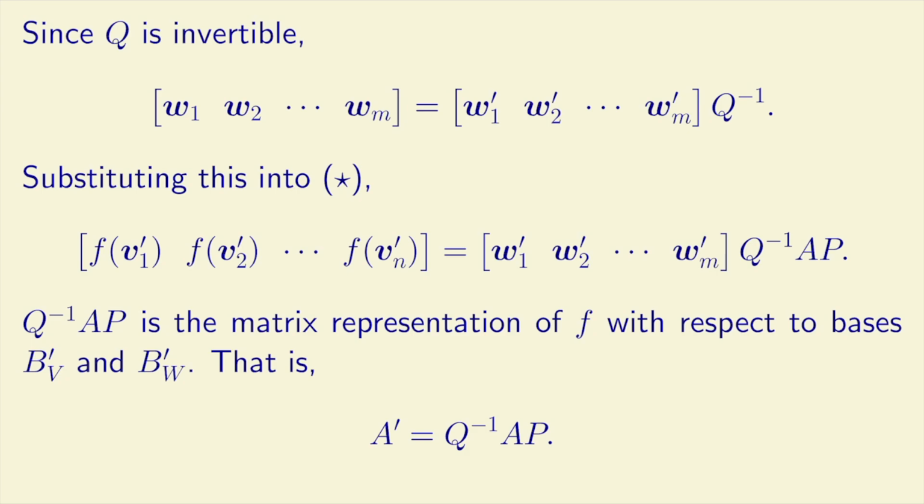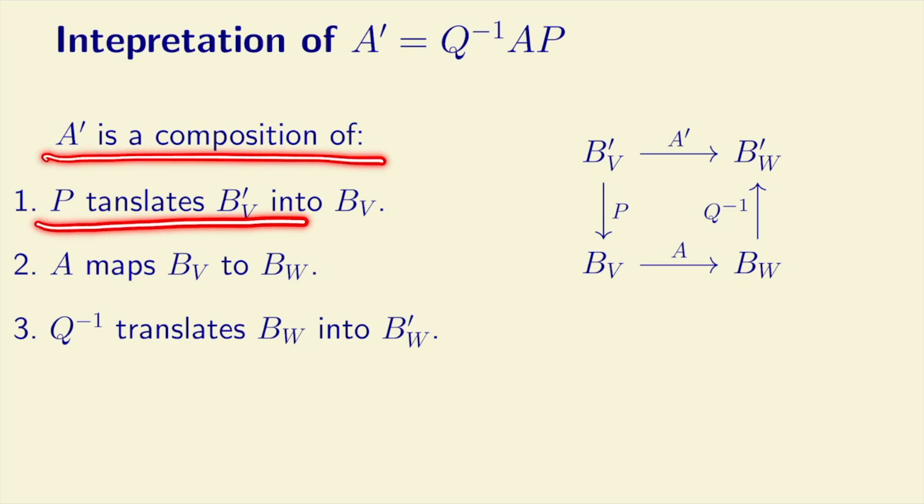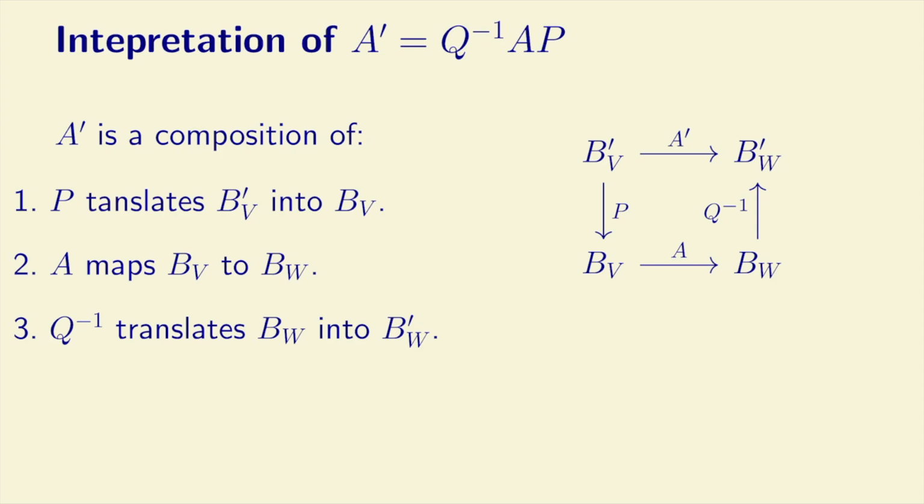The notes also give us a visual to help. A' is a composition of 1, P, which translates B'V into BV, 2, A, which maps BV to BW, 3, Q inverse, which translates BW into B'W. Why do we have to use the inverse of Q? That's the one part that's still a little fuzzy.